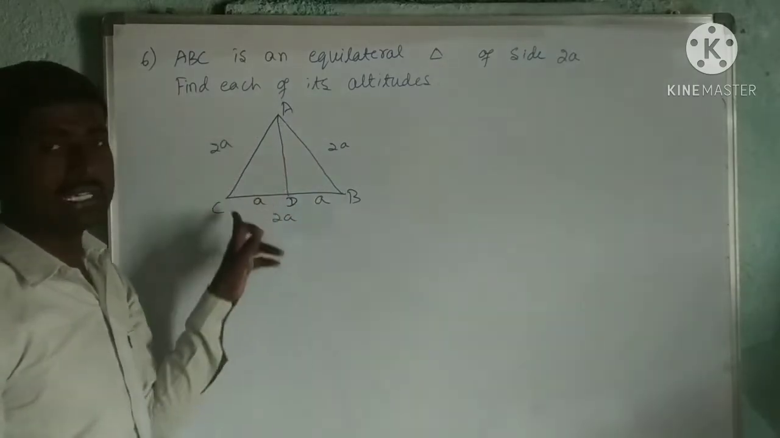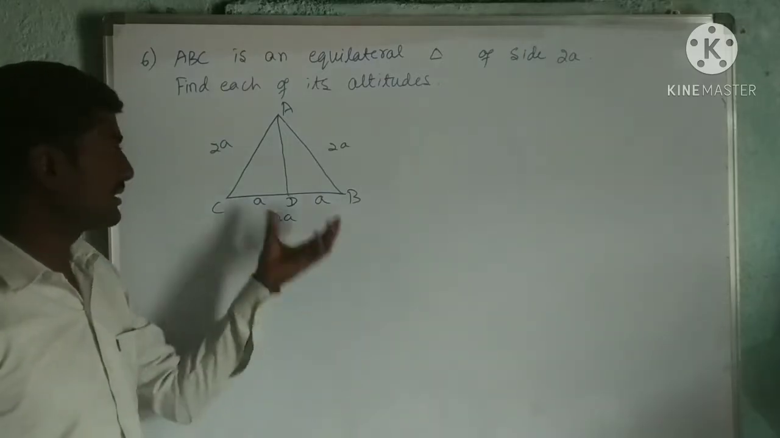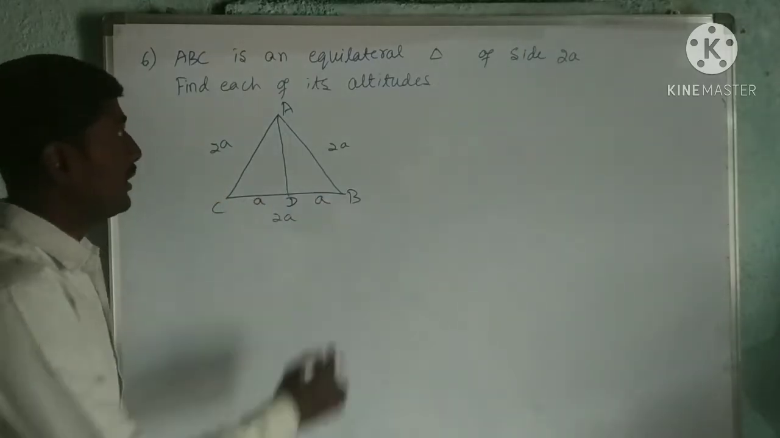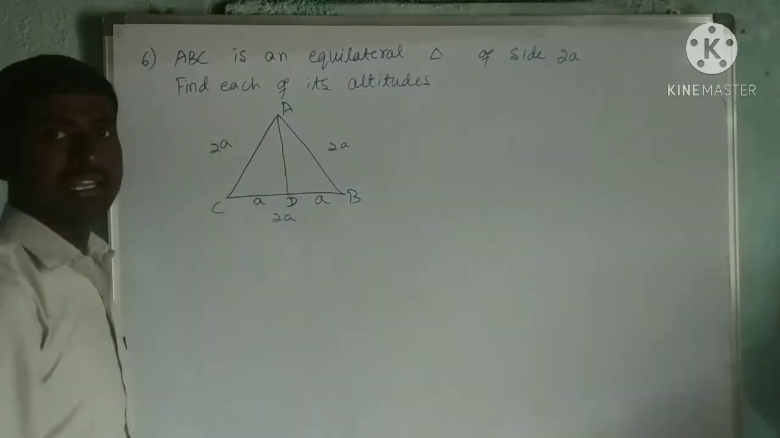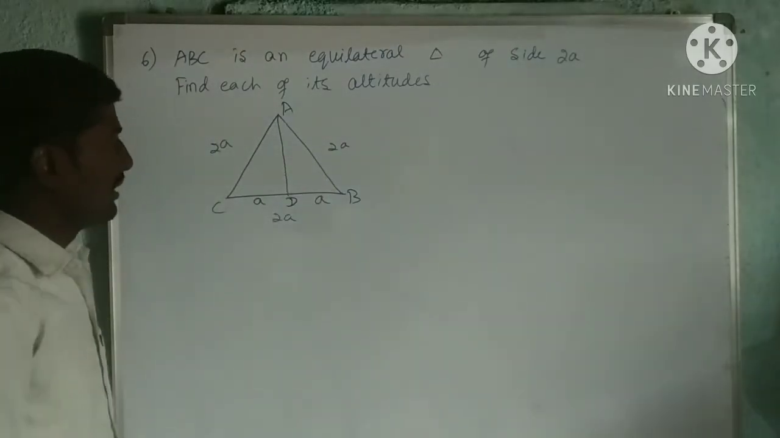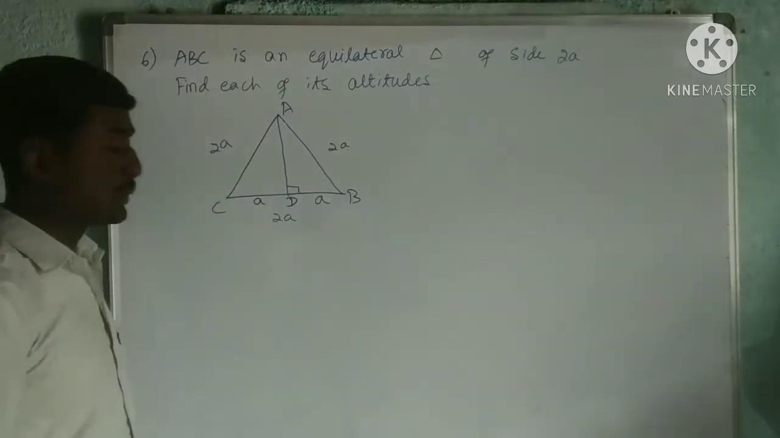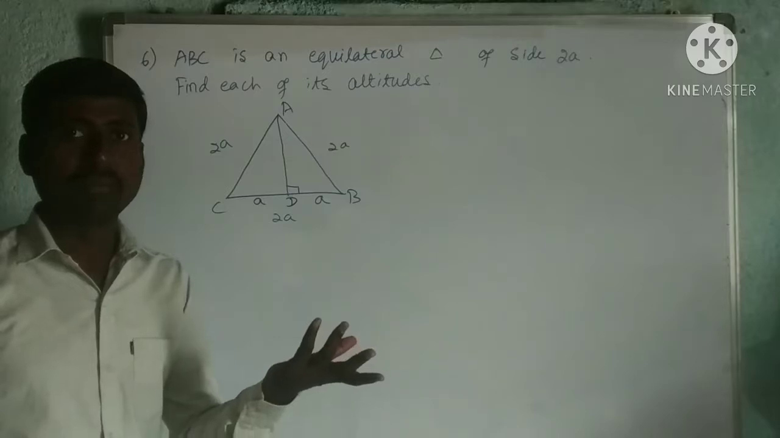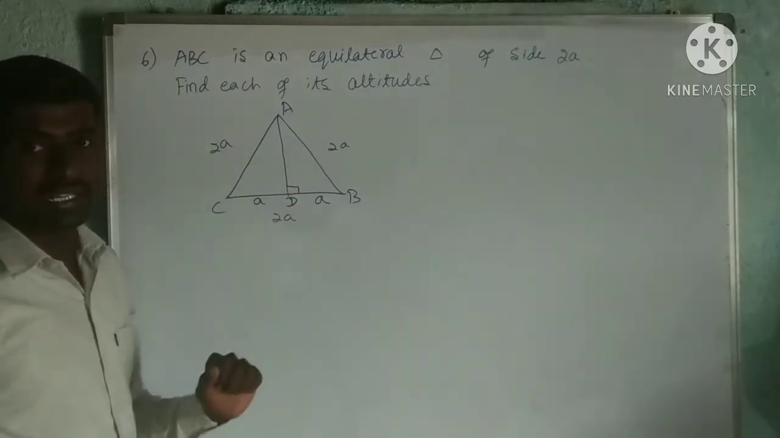Altitude of an equilateral triangle bisects the opposite side. By using that concept, I have taken it here. Now what do I have to find? Each of its altitudes, which means we have to find the length of AD. And an altitude is nothing but perpendicular. So this is 90 degrees.